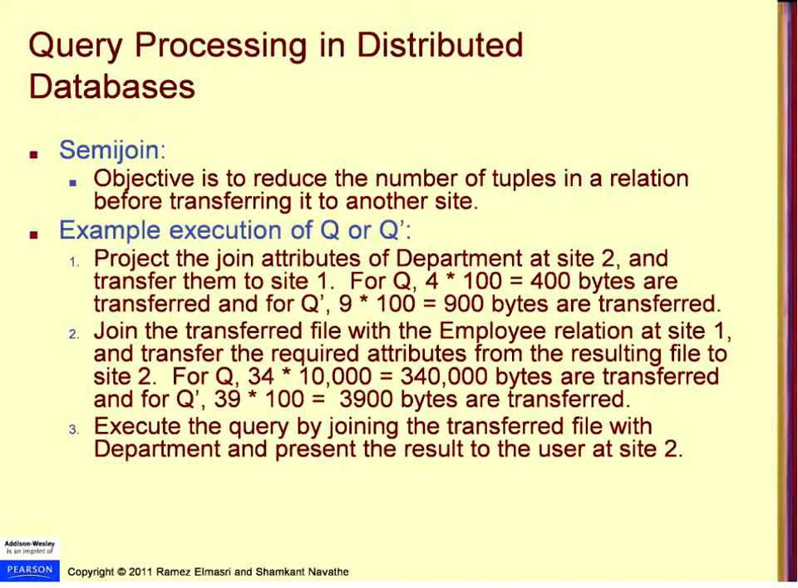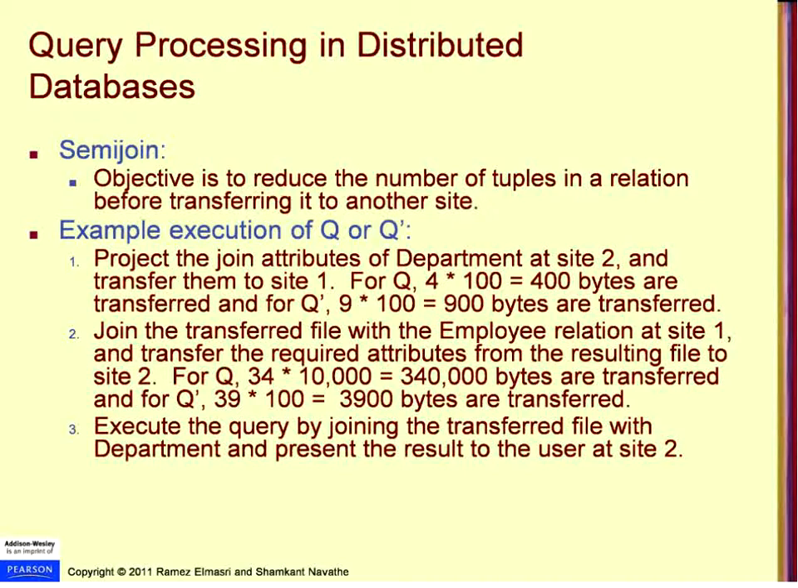Project the join attributes of department at site 2, like we required the department name. So project that attribute at site 2 and transfer them to site 1. For the first query, it will be 4 bytes for the size of department name. So you are sending the department names of all, which will take 400 bytes. So you will be transferring 400 bytes from site 2 to site 1. And for the other query, you will require 900 bytes to be transferred.